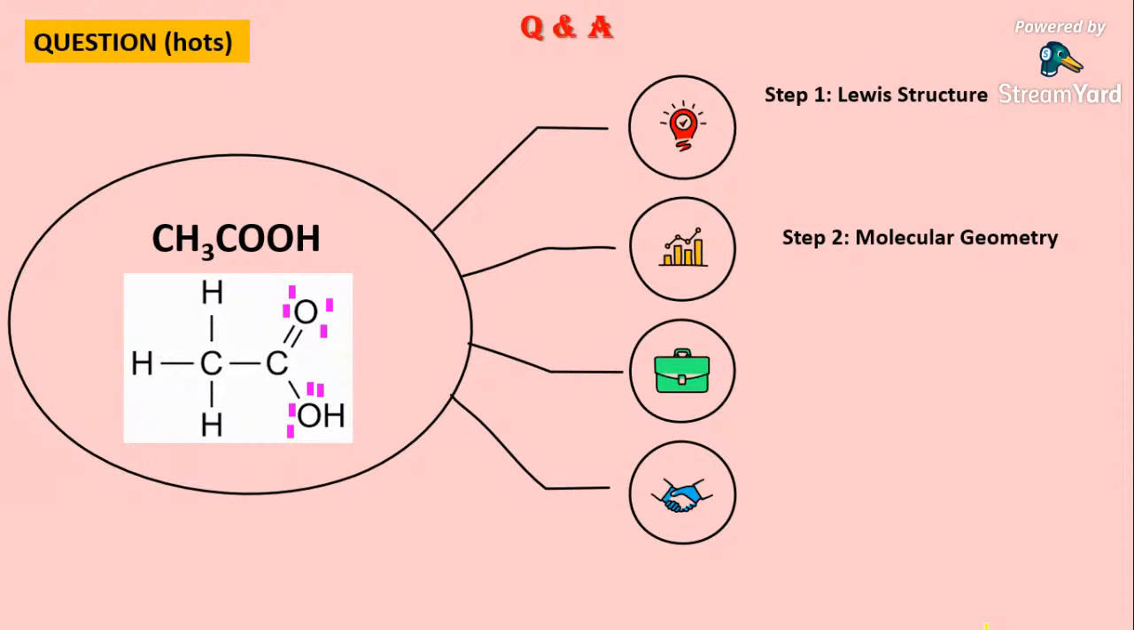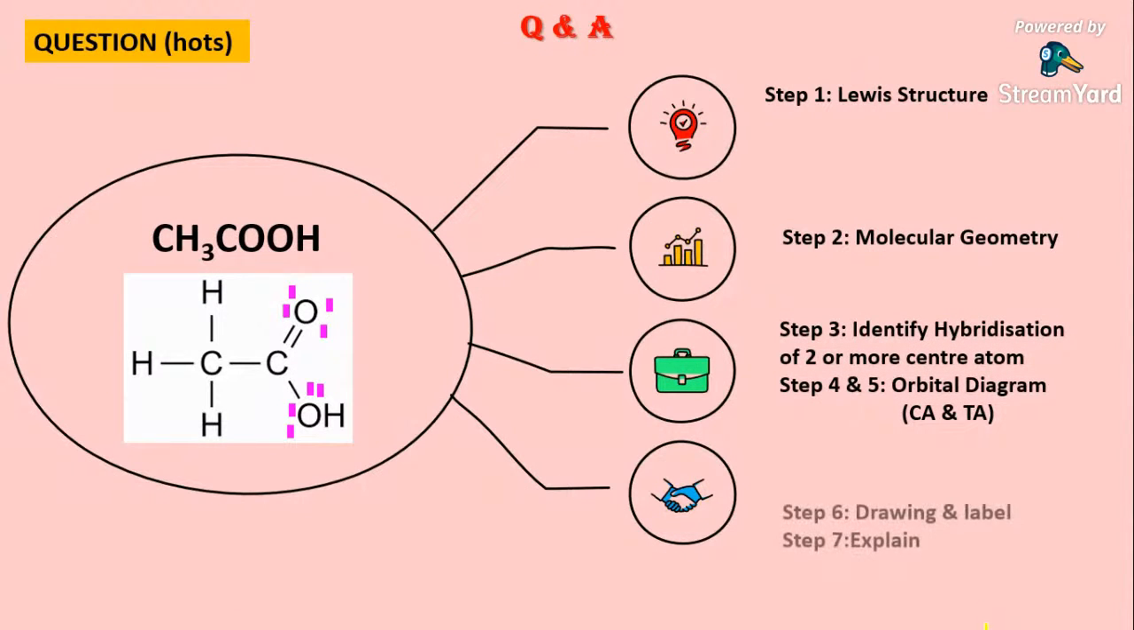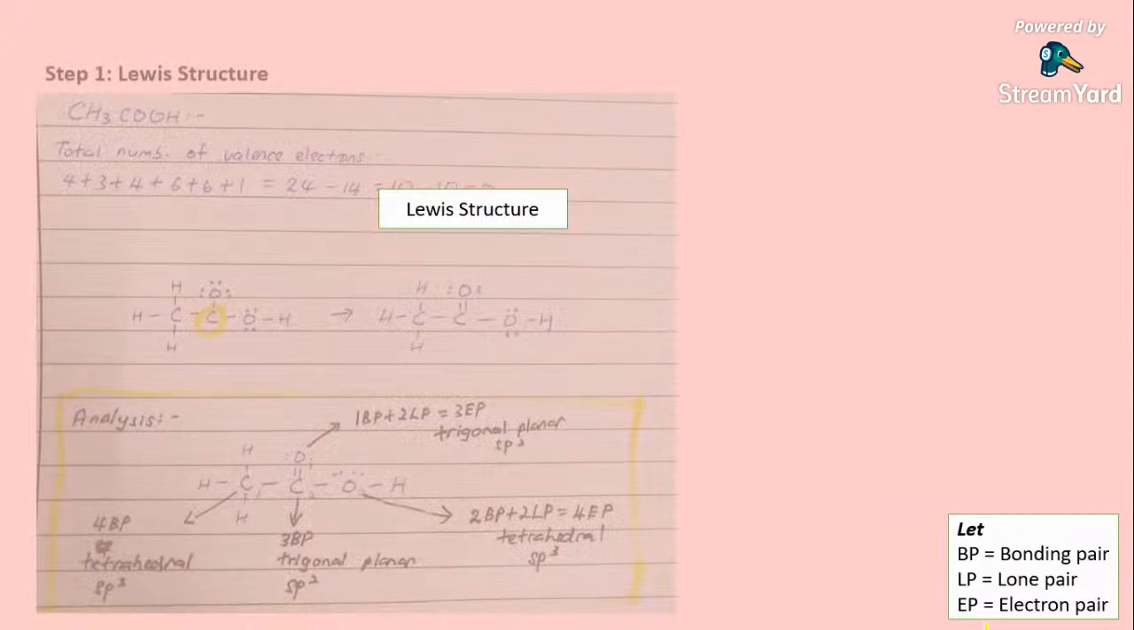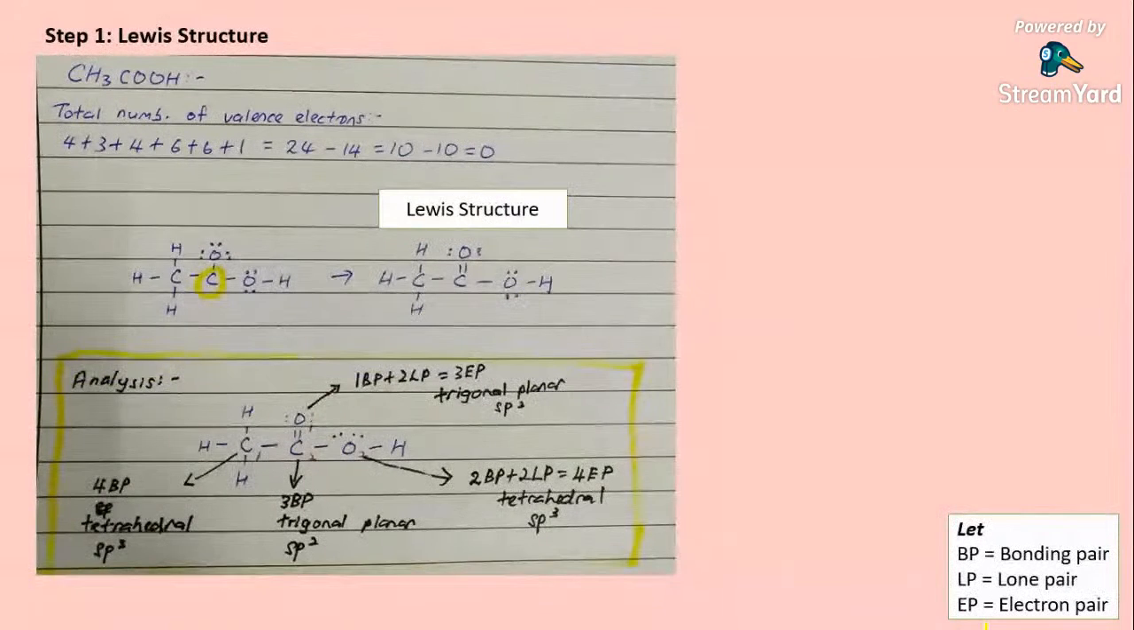The highlight of today's lesson is here. And then steps 3, 4, 5, 6, 7 should be okay. The steps are the same. First, you must start with a Lewis structure. Sometimes the structure might be given, sometimes not, and they just give you the molecular formula like this.